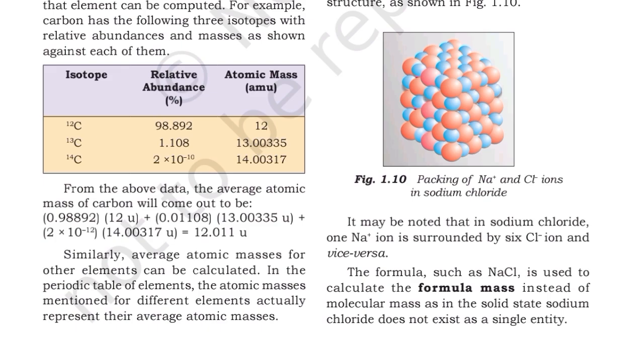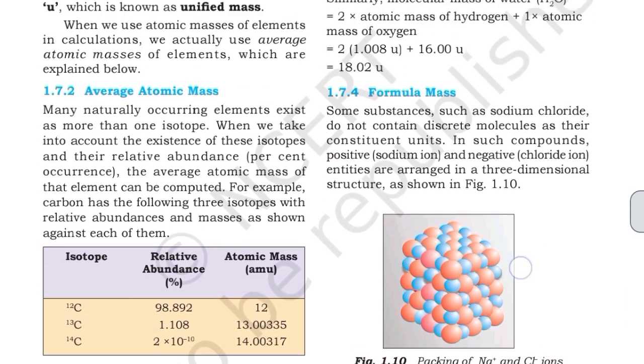C-13, 1.108, atomic mass 13.00335. C-14, 2 × 10^-10, atomic mass 14.00317. From the above data, the average atomic mass of carbon will come out to be 12.011 u. Similarly, average atomic masses for other elements can be calculated. In the periodic table of elements, the atomic masses mentioned for different elements actually represent their average atomic masses.